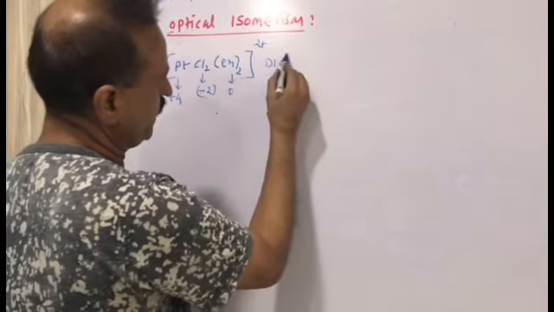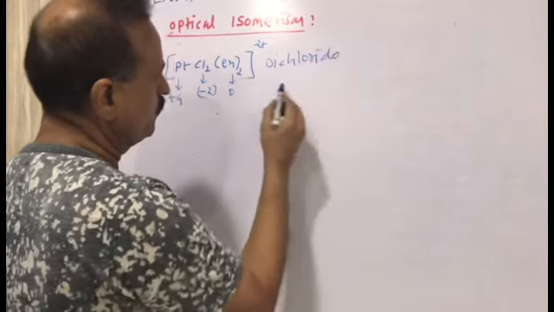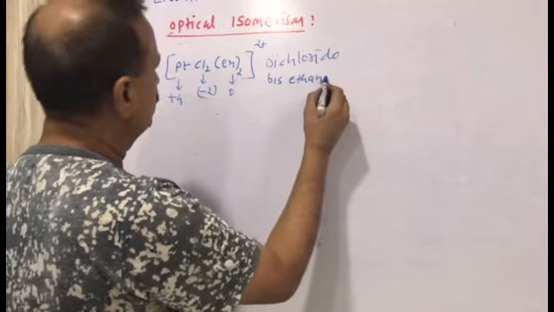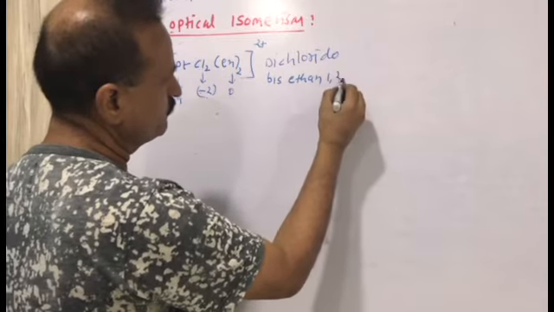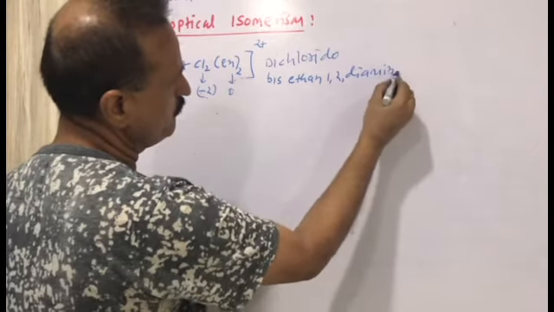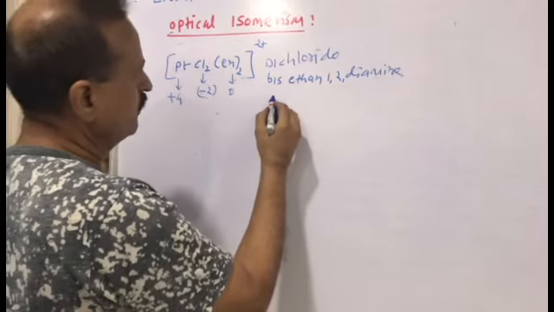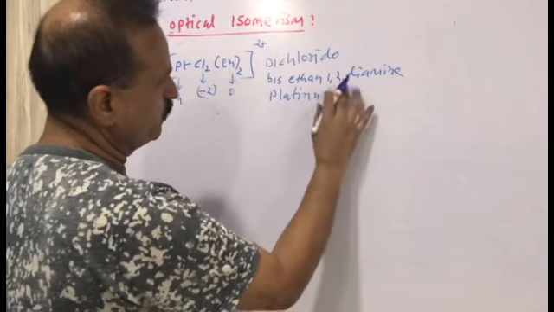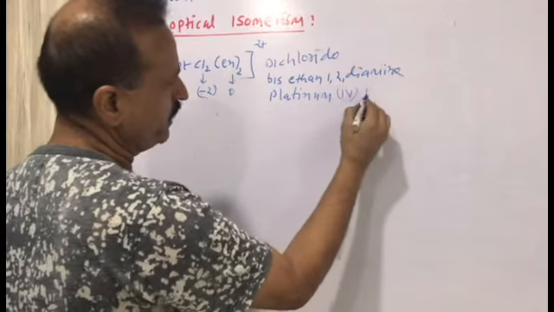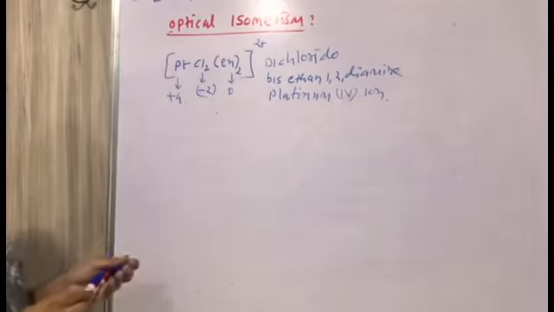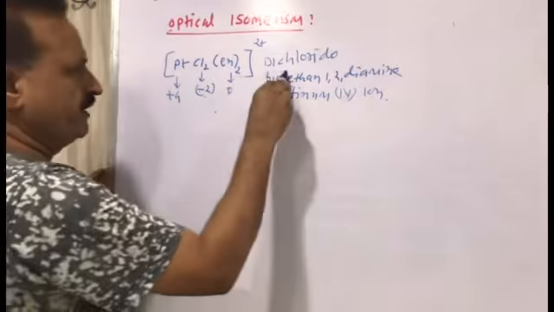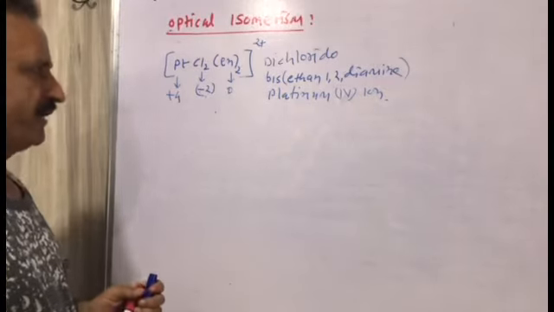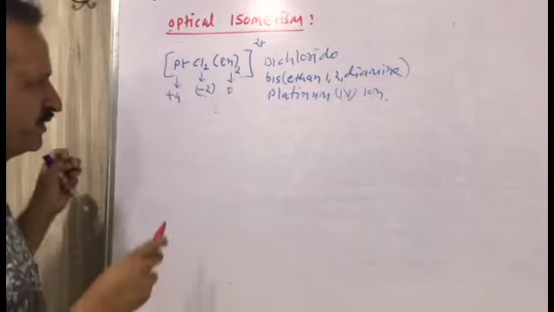Dichloridobis(ethane-1,2-diamine)platinum(IV) ion. The ethane-1,2-diamine is written in brackets: dichloridobis(ethane-1,2-diamine)platinum(IV) ion. What will be the structure of this one?